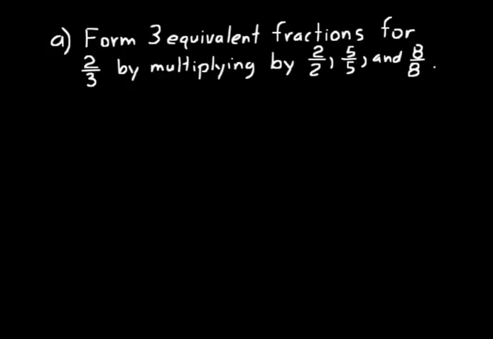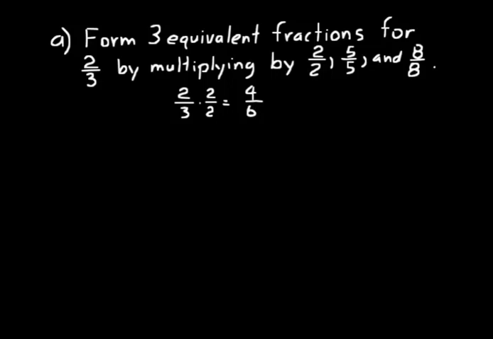Let's go ahead and do a practice problem. Form 3 equivalent fractions for 2/3 by multiplying by 2/2, 5/5, and 8/8. So remember, that's how we make equivalent fractions, by multiplying by a fraction that's equal to 1. Anytime we multiply any number, it doesn't matter if it's a fraction or not, by 1, we don't change its value. We may change the way it looks, though, because 2/3 times 2/2 is equal to 4/6. That looks different, but we know it's the same because we know we multiplied it by 1.